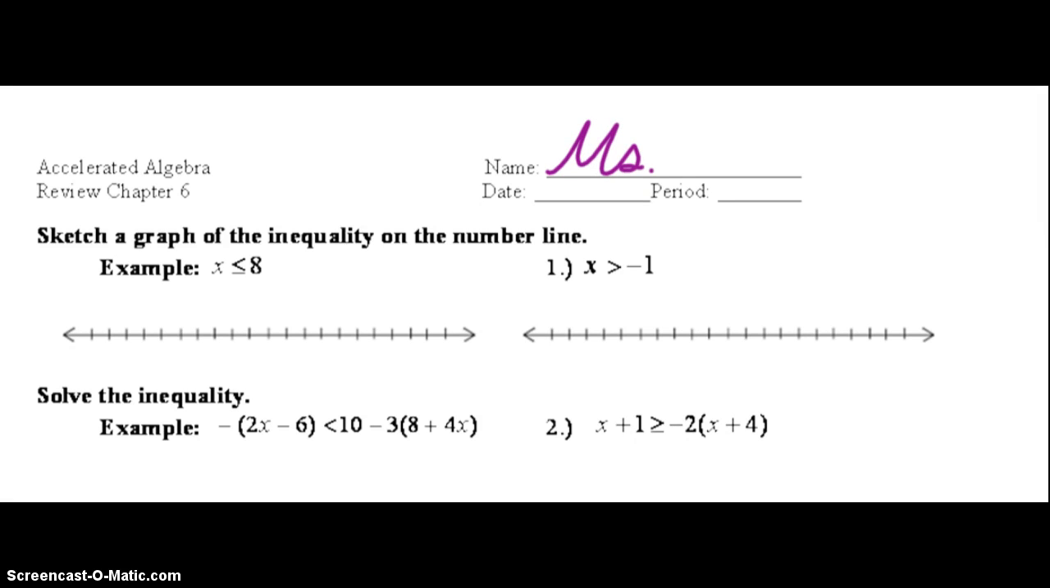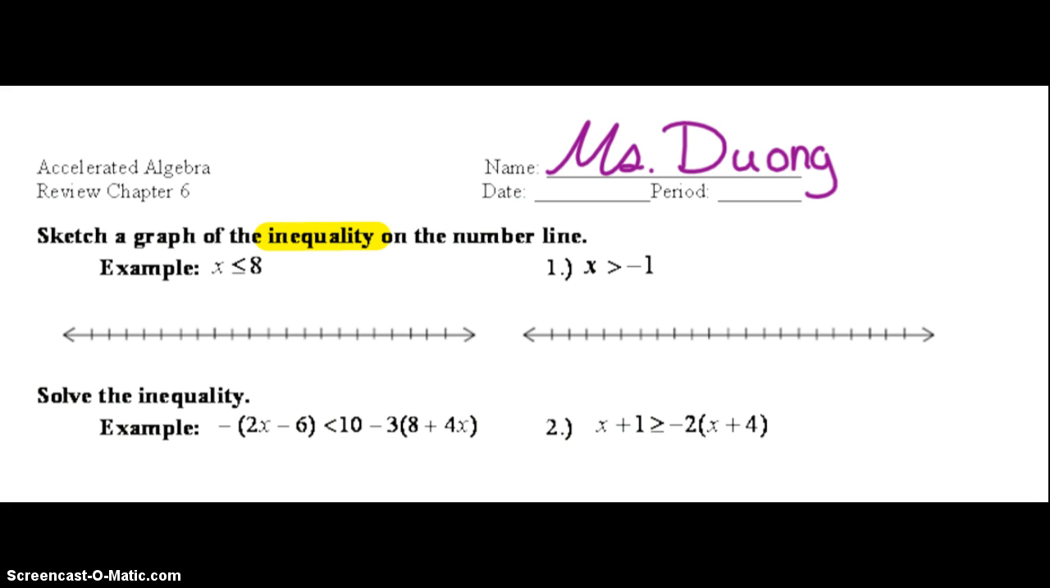Let's start by putting our name at the top. Chapter 6. This is a review for the Chapter 6 test. I've prepared some examples, and I'm going to solve them. You also have 7 examples that I'd like you to solve. Take your best shot.